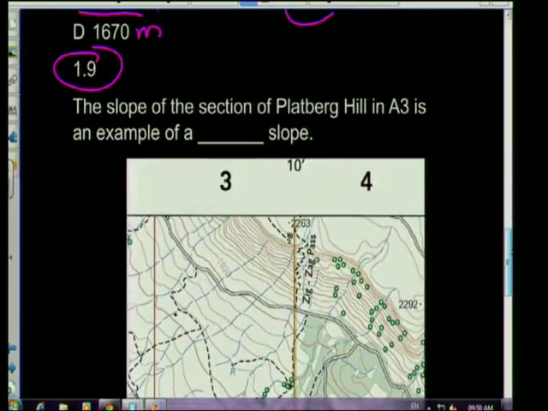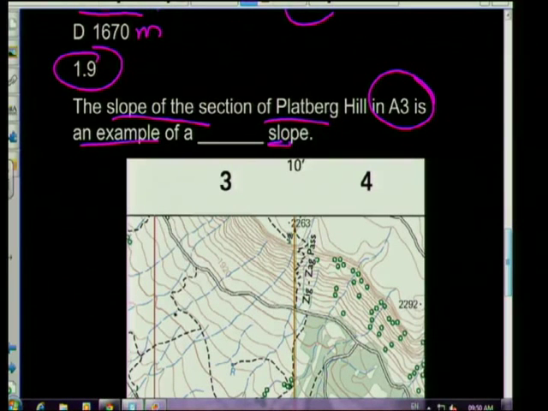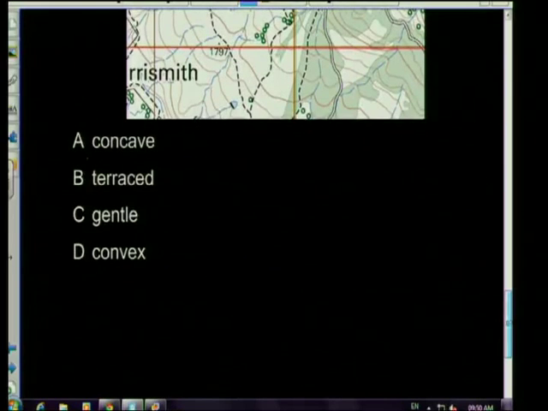1.9. The slope of section of Plattsburgh Hill in A3 is an example of what type of slope? In order to answer this, guys, you should have been able to do structural landscapes, especially different types of slopes as shown with contour lines. Let's look at the options given before we even look at the contour lines. In this example, the possible answers are concave, terraced, gentle, and convex.